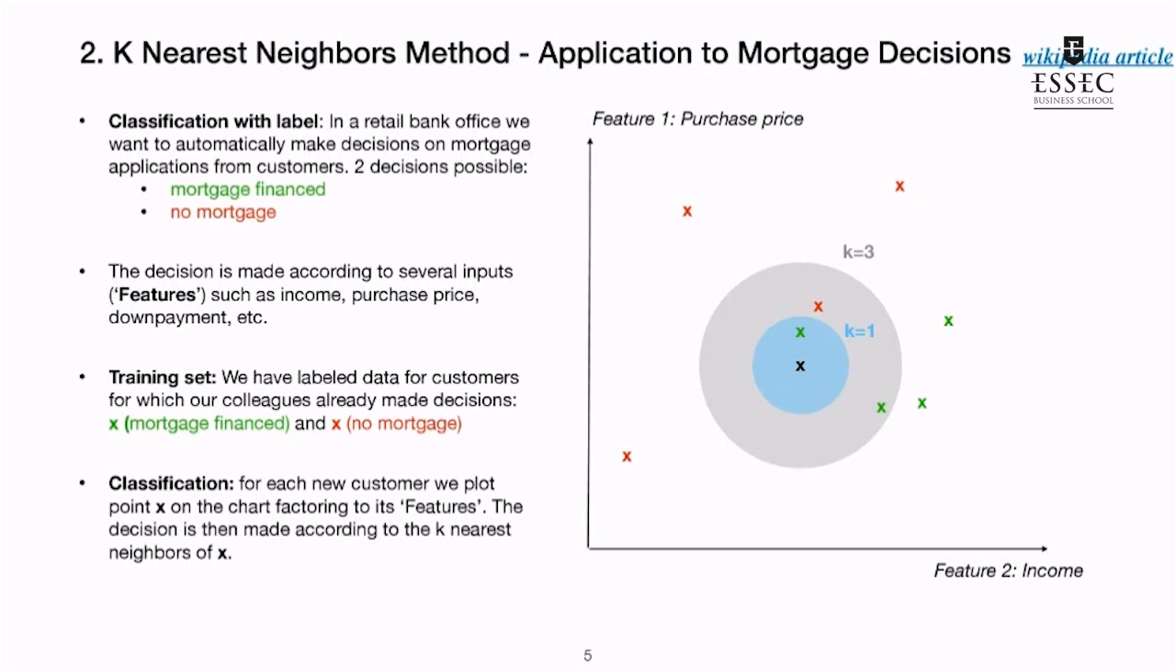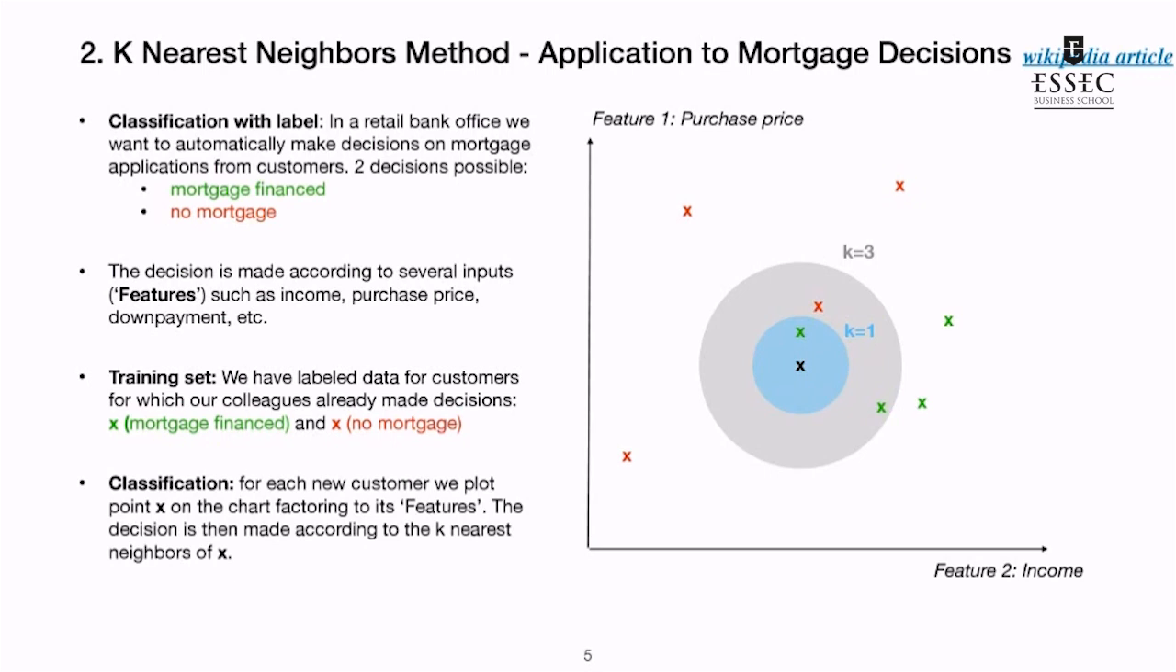So plotting these different points is the training part. We have trained our system, and now the system can make decisions. So we take a new customer showing up, and we want to make a decision out of our training set for this customer. So this is the black cross here. And for this particular customer, we have a given purchase price and a given income. And this is the black cross, which is here. And the KNN method is very simple.